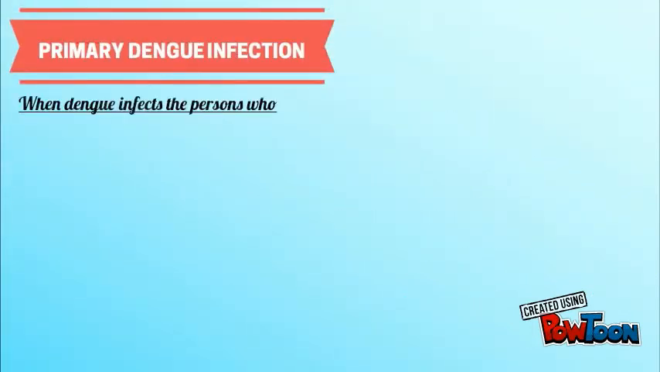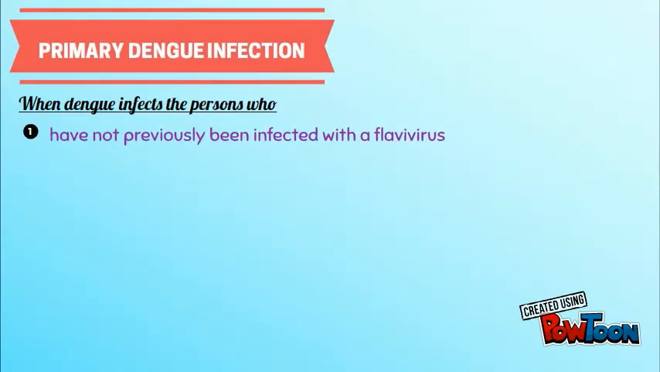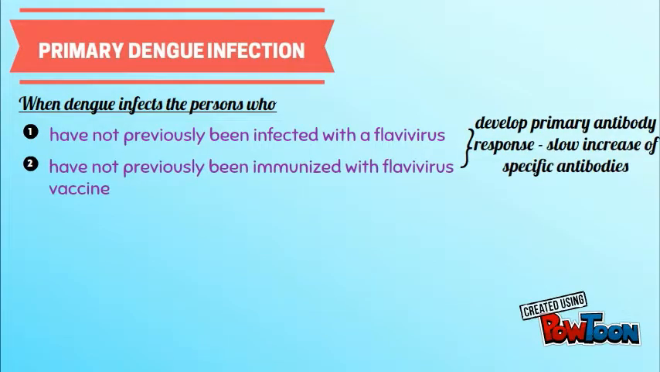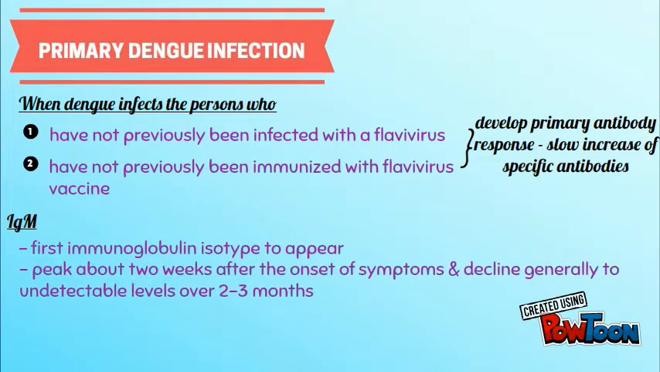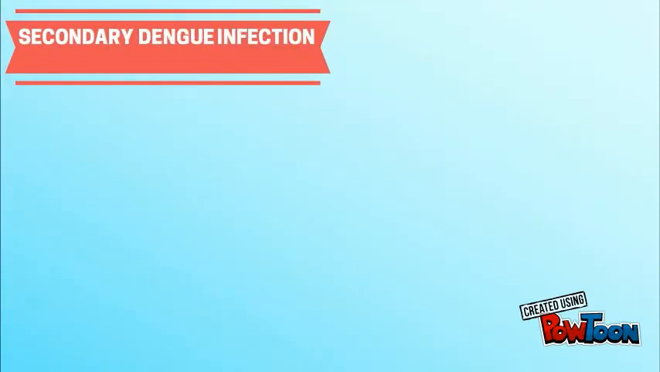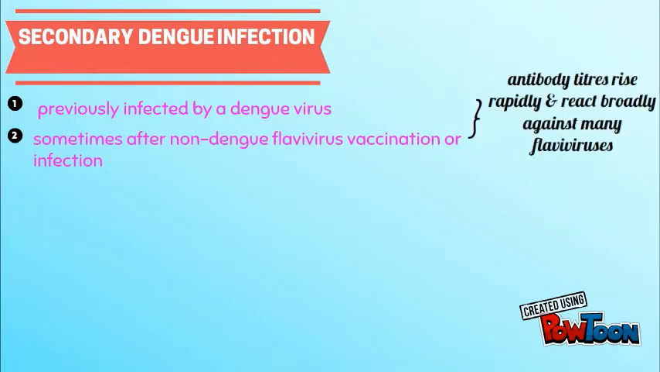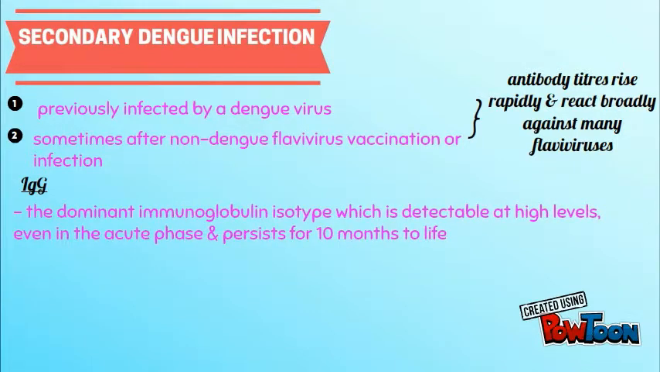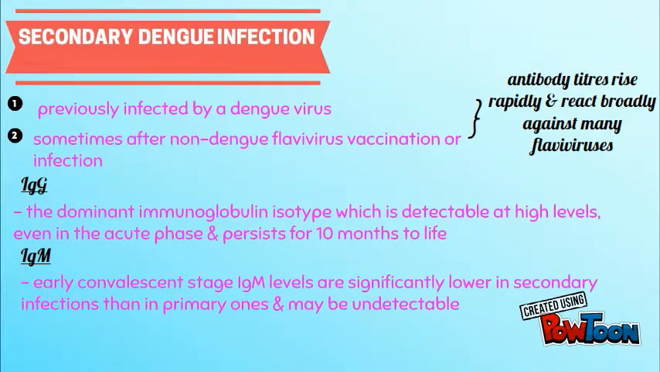Primary dengue infection occurs in people who have not previously been infected with a flavivirus or immunized with a flavivirus vaccine. Therefore, IgM will increase a lot and IgG will only be present at a low level. Whereas secondary dengue infection happens when a person has previously been infected with the dengue virus, or sometimes after non-dengue flavivirus vaccination or infection. Therefore, in this case, IgG will be detected at a high level and IgM at a low level.